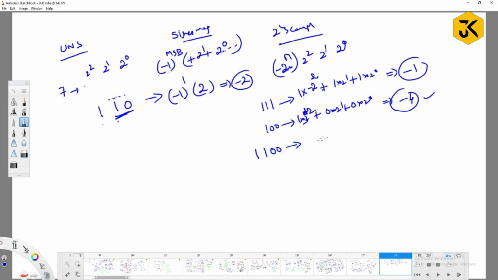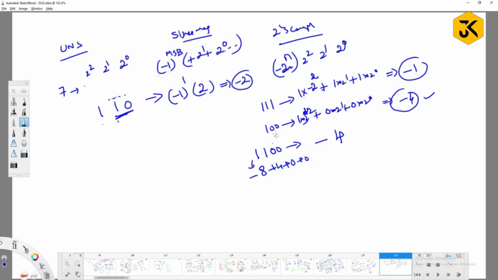1100. What is the value? Minus 4 only. Why? If you solve it again, you are going to get minus 4 only. Why? It is consecutively multiples of 2 only. This is minus 8 plus 4 plus 0 plus 0. You are going to get minus 4.